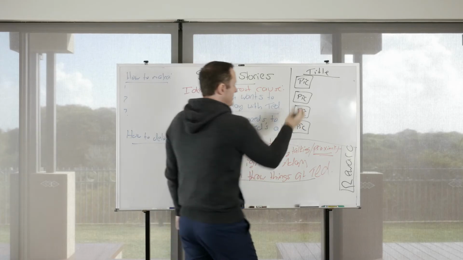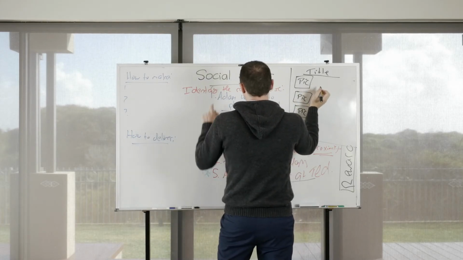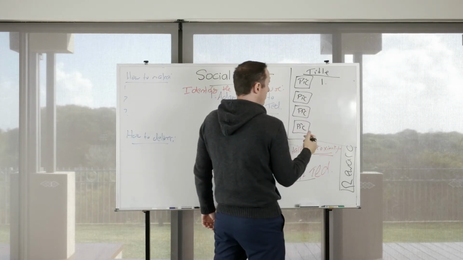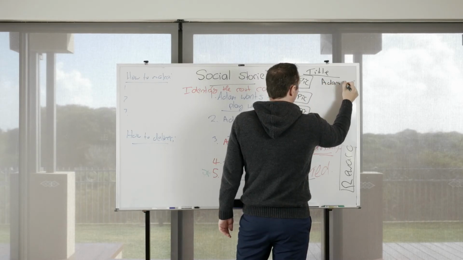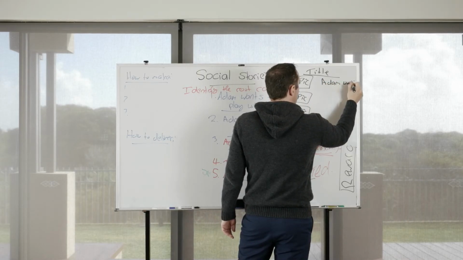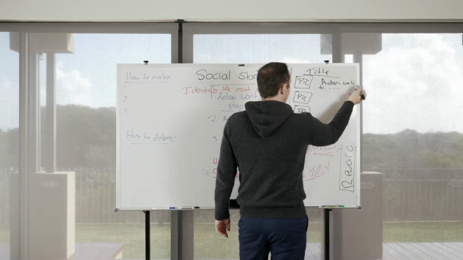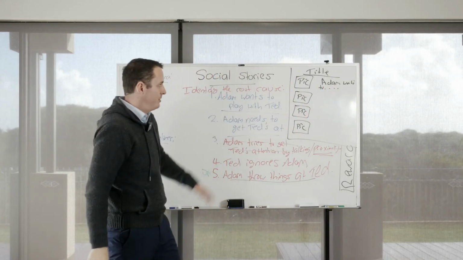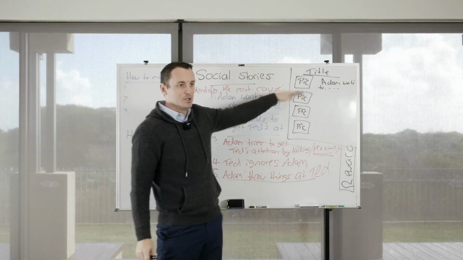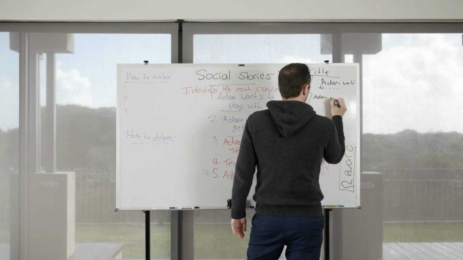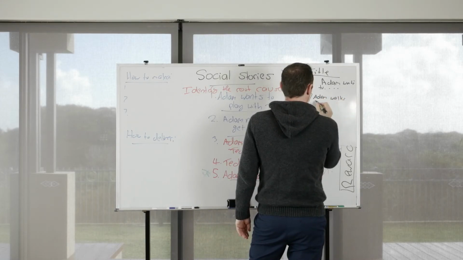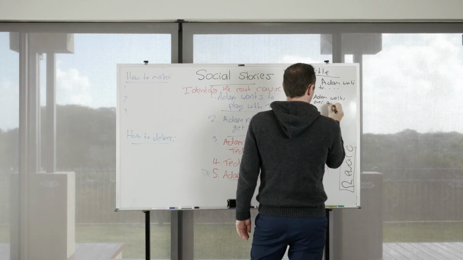So you'll have a picture of some description there. Normally that one will be Adam wants to play with Ted. So you'll have maybe stick figures there or something along those lines, maybe a person sitting or standing there. So you'll have some type of picture that clearly indicates that bit. I'm just going to say that's number one. And in number one, you might actually write in, Adam wants to play.